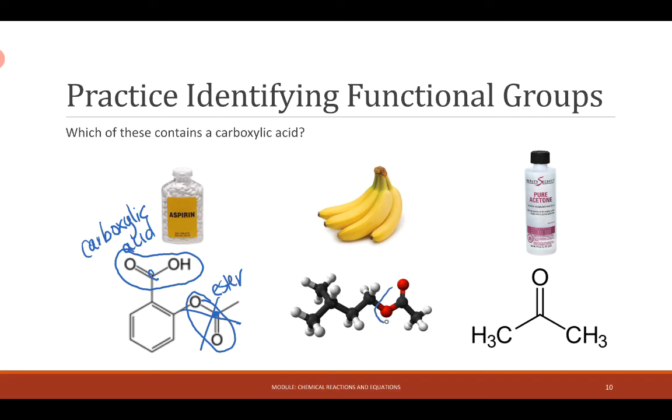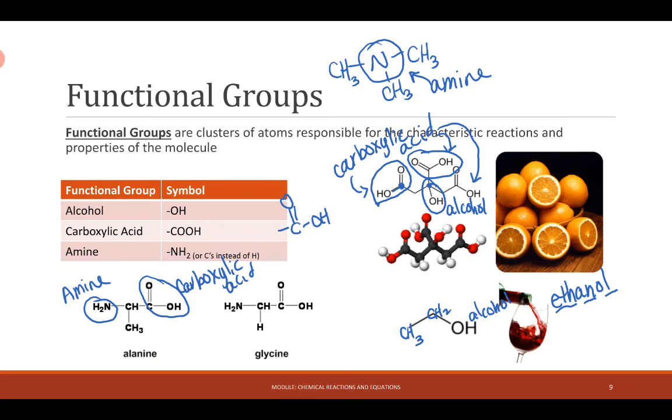Similarly, in this banana structure, this is an ester. And this does have a double bonded O, but there's no OH. This is what's known as a ketone. And so the esters and ketones are not going to be on the functional groups that you're expected to recognize. You're only really going to be held accountable for recognizing carboxylic acids, amines, and alcohols.